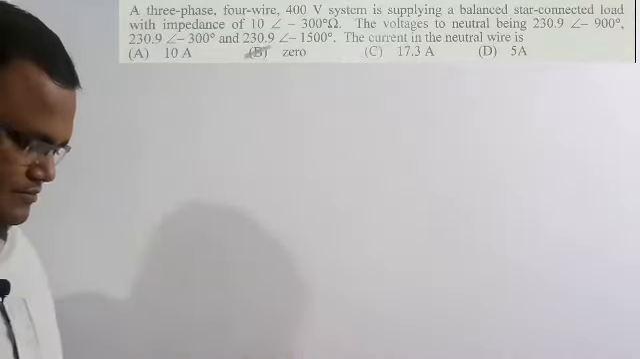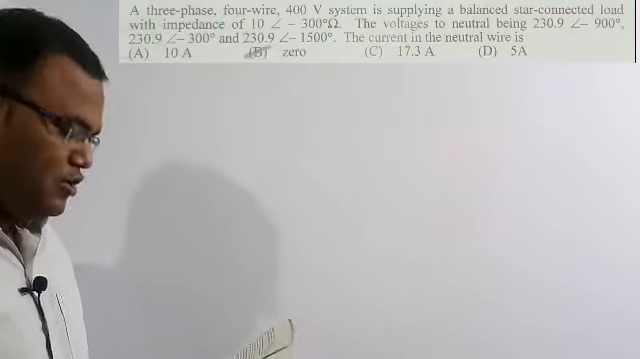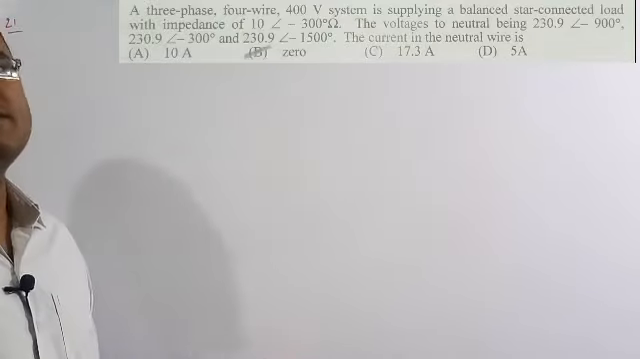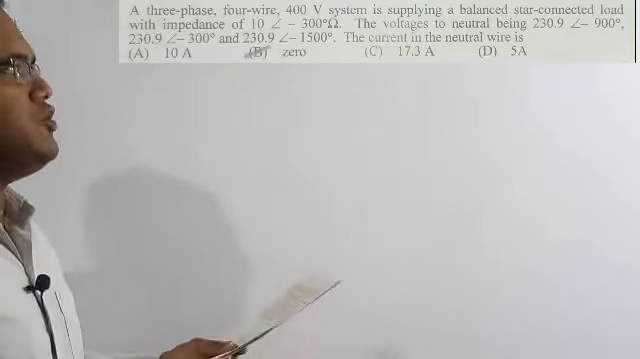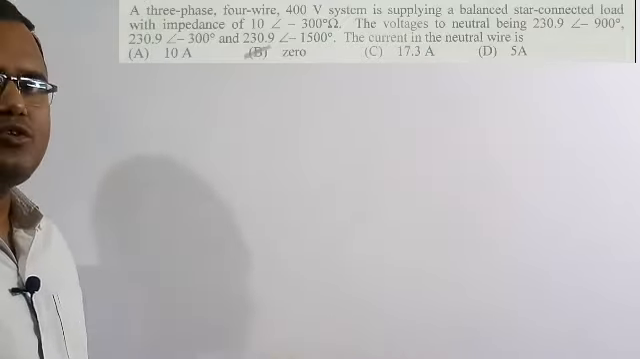So now we are going to solve the 21st question. See the question here. A 3-phase 4-wire 400 volt system is supplying a balanced star connected load with impedance of 10 angle of minus 30 degree ohm. So here they have given a 3-phase 4-wire supply, and also the load impedance is the same on each and every phase. Therefore this is called a balanced load.